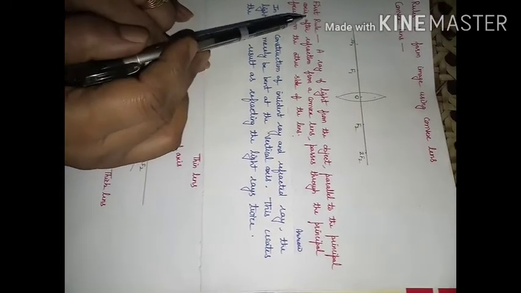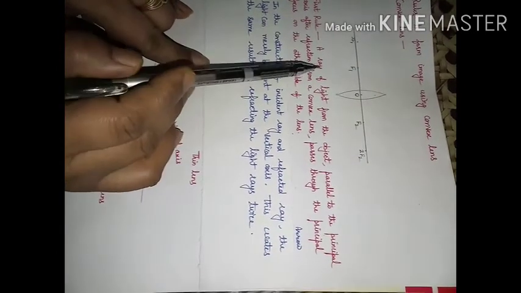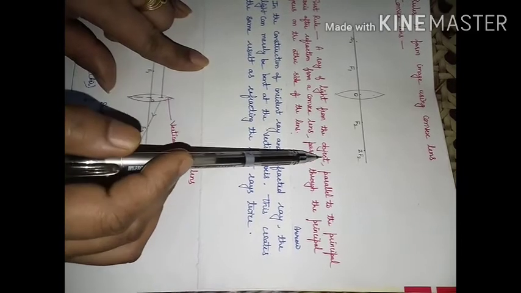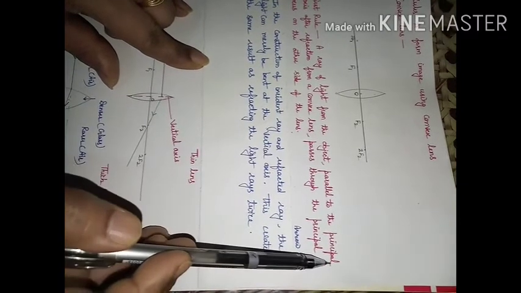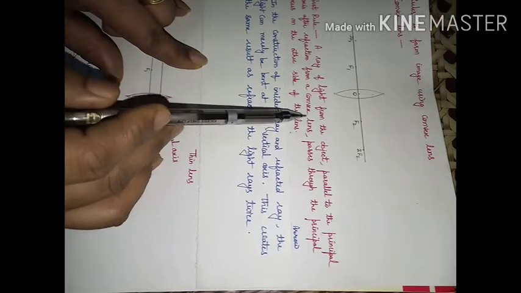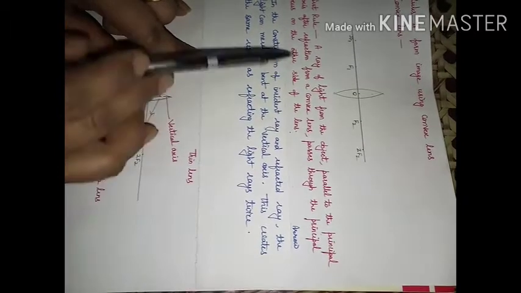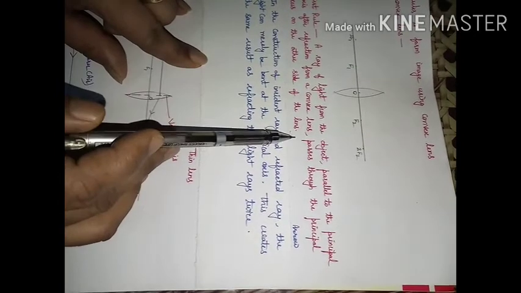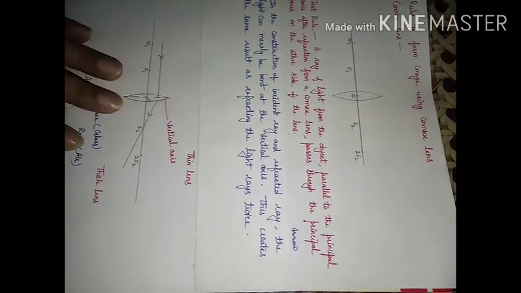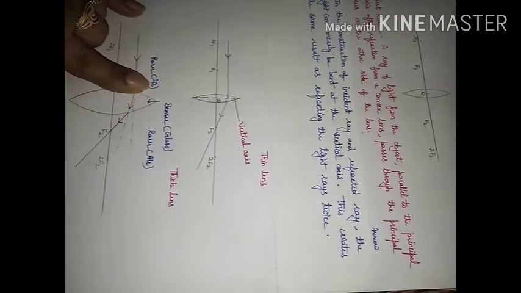So first rule that we are going to consider today is, a ray of light from the object parallel to principal axis after refraction from a convex lens passes through the principal focus on other side of lens. Line is quite long. Let us understand the meaning of this.